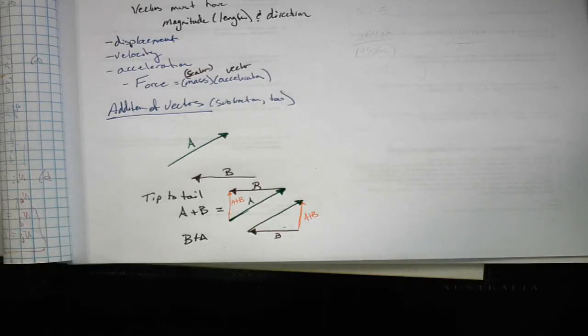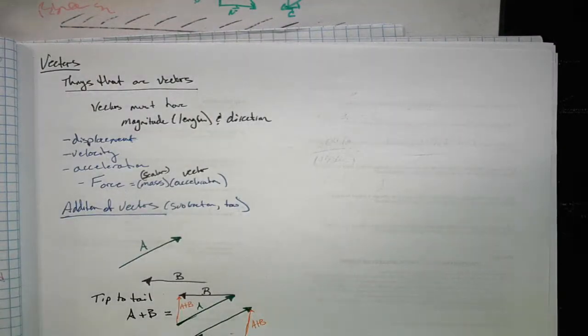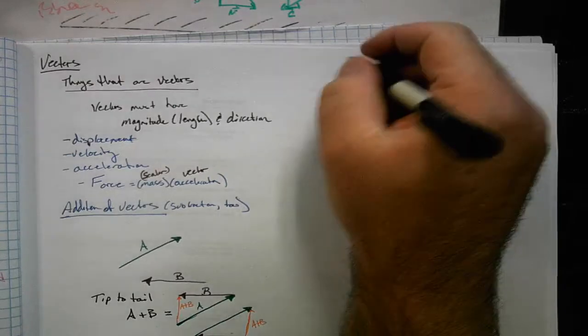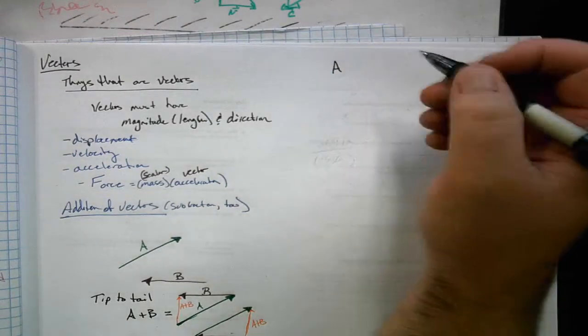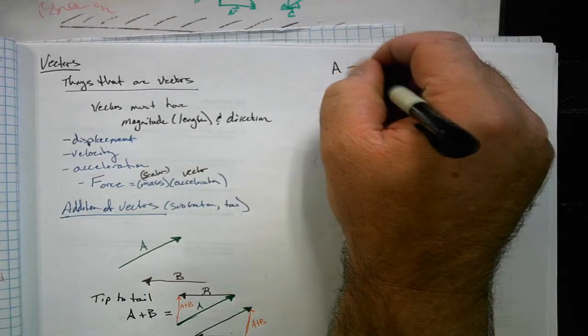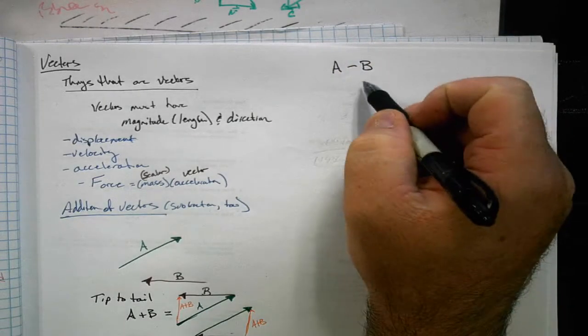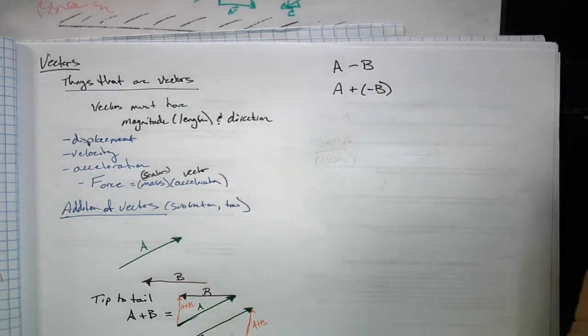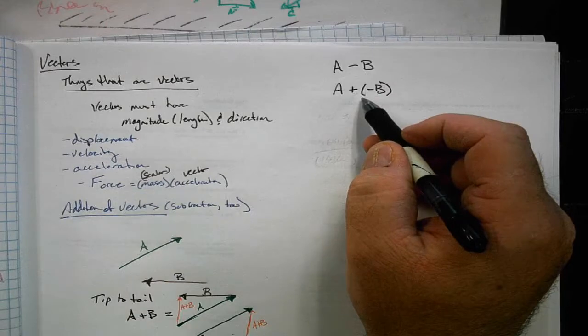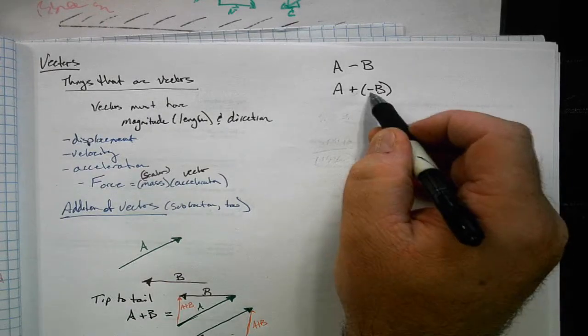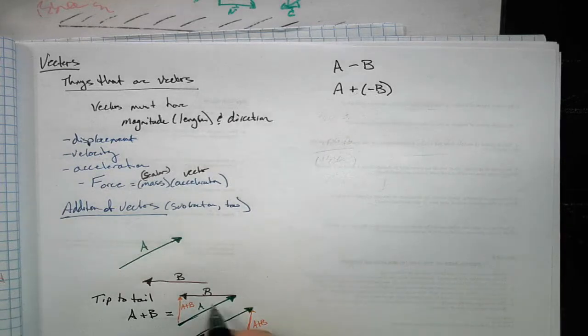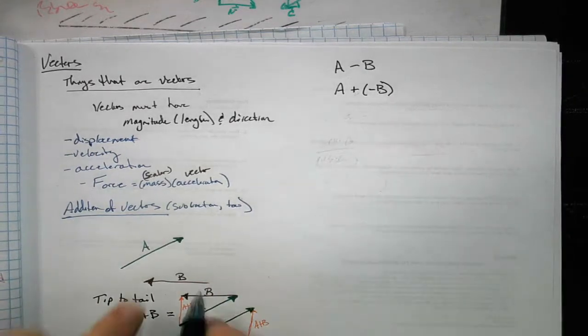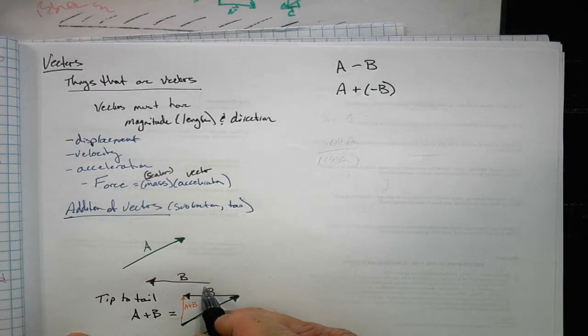Subtraction is a little different. Let's say we do A minus B. We could rewrite this as A plus negative B, right? According to our math rules, these two are equivalent statements, right? Well, this negative here just means the opposite direction. So a negative B is actually this vector, except with the tip pointing the other direction.